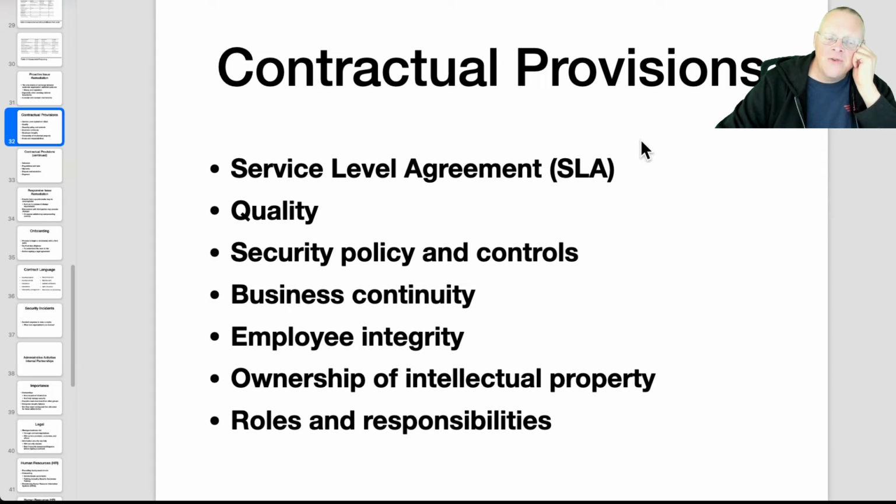Now, you can have a contract with a service level agreement specifying that they must do lots of things, do quality work, have proper security controls, and so on, and respect your intellectual property. But you'd have to consult with your legal team to determine whether you really have much recourse if they don't live up to that contract.